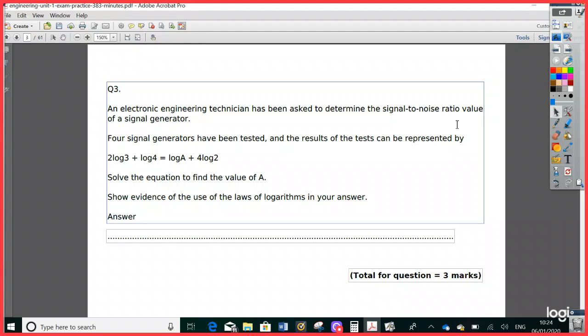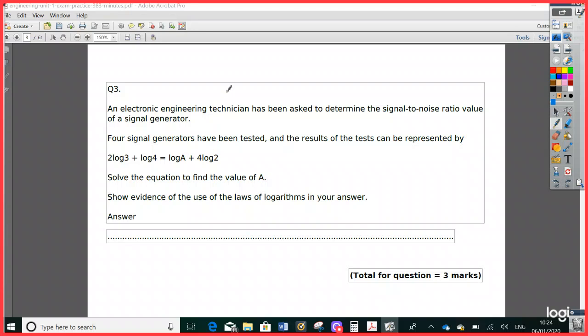Okay, so this is question 3 on logarithm. It asks us to solve the equation to find the value of a. All this mumbo jumbo is about putting this into the context of engineering, so all I have to do now is look at this as a math question. My first step is to remember all the rules that I need.